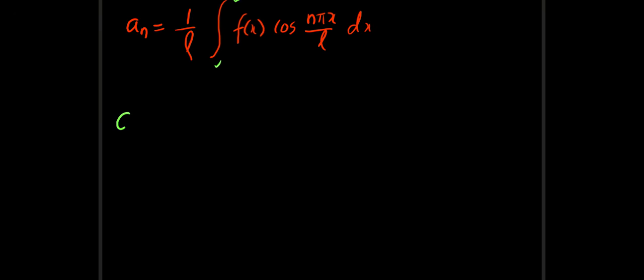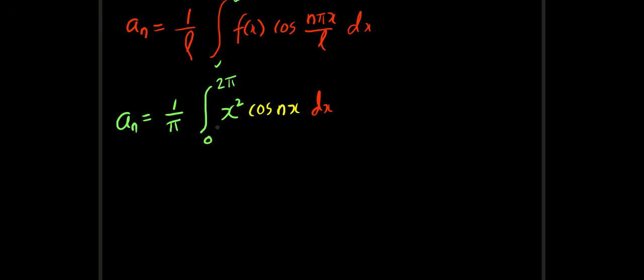So we get an is equal to 1 by pi integral 0 to 2 pi, and our f of x is x square, and cos n pi x, and this pi and pi will get cancelled, so cos nx and dx.